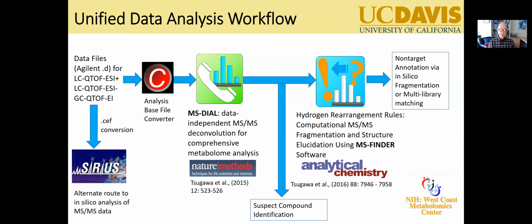Recently, we've developed another branch of this process in which we take our Agilent .d files and we use the qualitative analysis programs that Agilent has developed to create CEF files, compound exchange format files. And these CEF files can be taken directly into SIRIUS CSI:FingerID, which is an alternative platform for in silico analysis. And we're really enjoying and using that workflow.